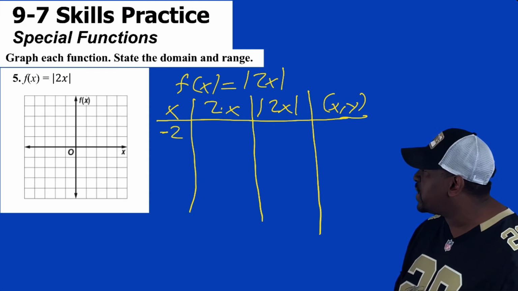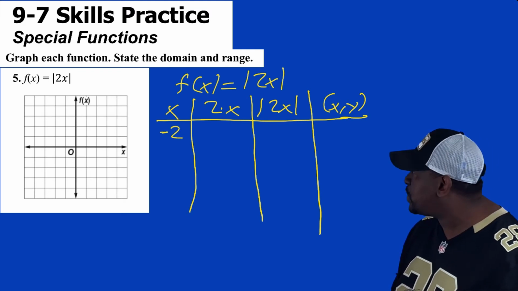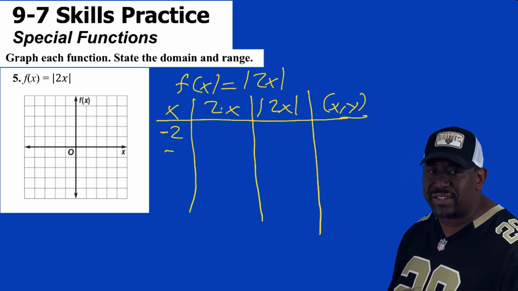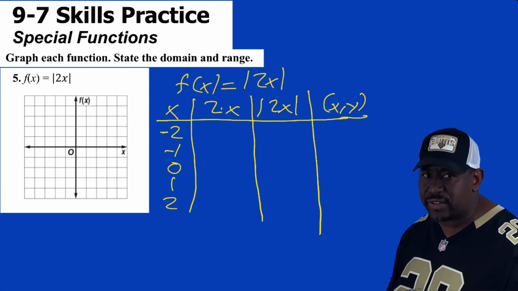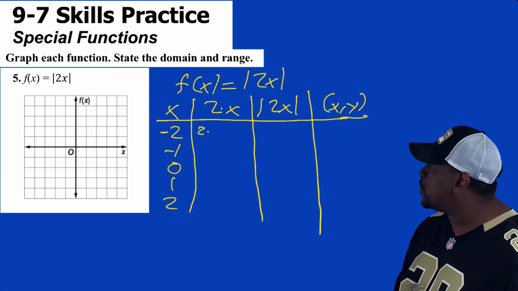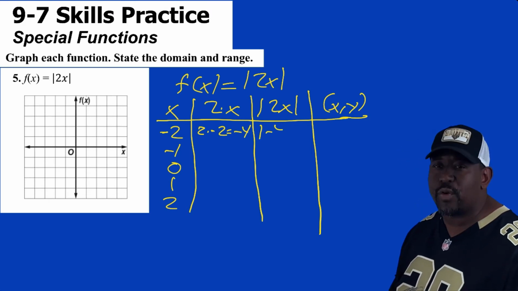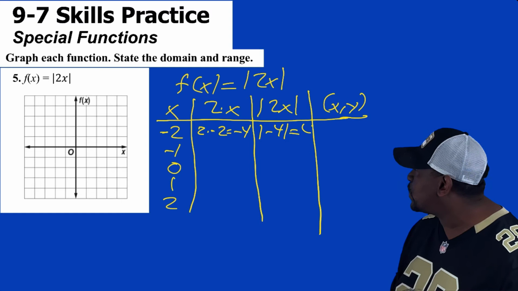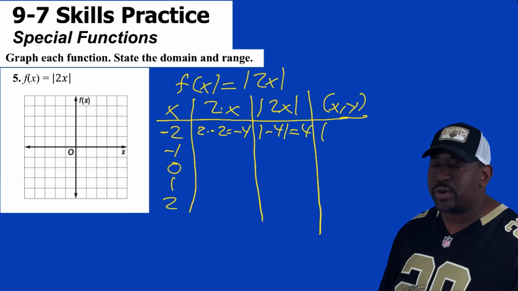Obviously, since we have a graph that is 5 units up, down, left, and right, we want to pick values less than 5, or values where 2 times x is less than 5. So we're going to go from negative 2 to 2. When we plug in negative 2, 2 times negative 2 is negative 4. The absolute value of negative 4 is 4. Our first point will be negative 2, 4.